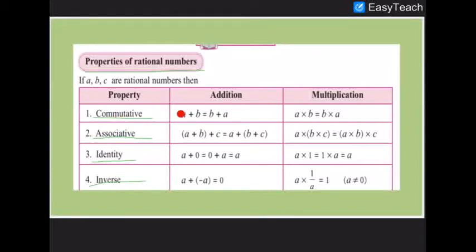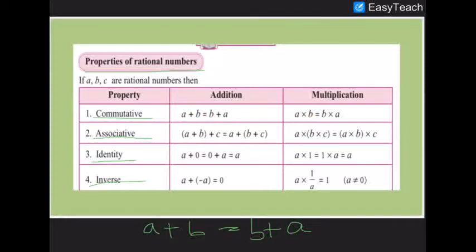Commutative property is simple, that is addition. Commutative means addition. In addition, A plus B is equal to B plus A. That is simple. A plus B is equal to B plus A. And in multiplication, you can see A into B is equal to B into A. We have just inverted the order, that is A into B is changed to B into A. So it will not affect the value if we change the order of multiplication or addition.